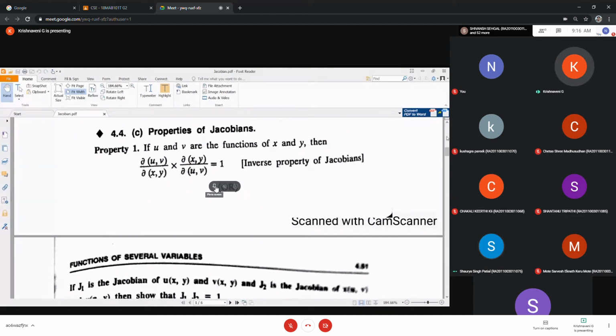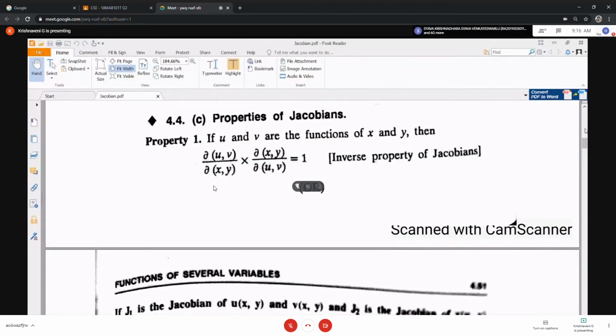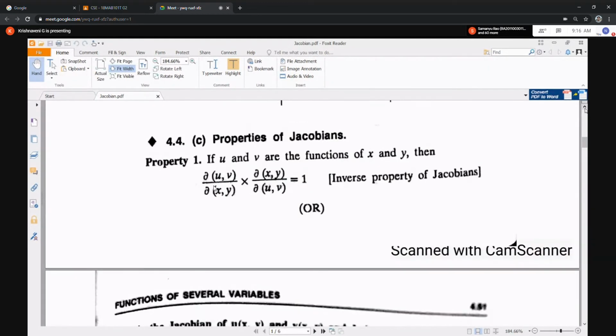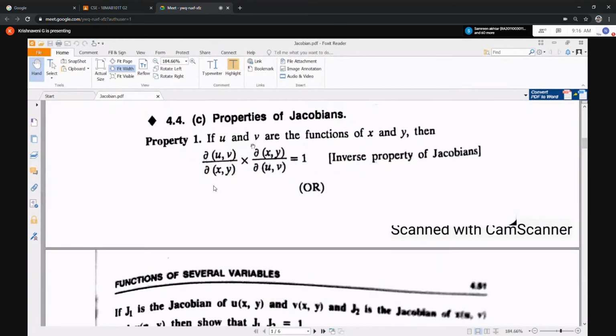In the Jacobians, as I told you before, I have to explain two properties. Using this material, I will explain the two properties in the Jacobian section. Okay, listen here. First property.